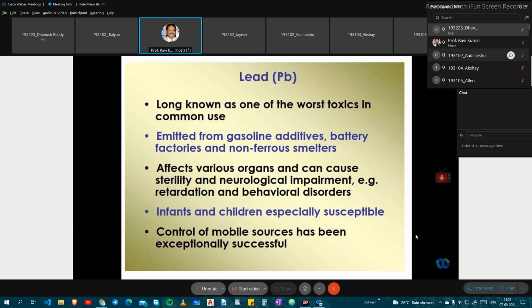And non-ferrous smelters also release a lot of it. It affects various organs, and can cause sterility and neurological impairment, for example retardation and behavioral disorders. Infants and children especially are susceptible, and the control of mobile sources has been exceptionally successful. Lead content is very dangerous, causing damage to persons who are inhaling the exhaust of the SI engines.